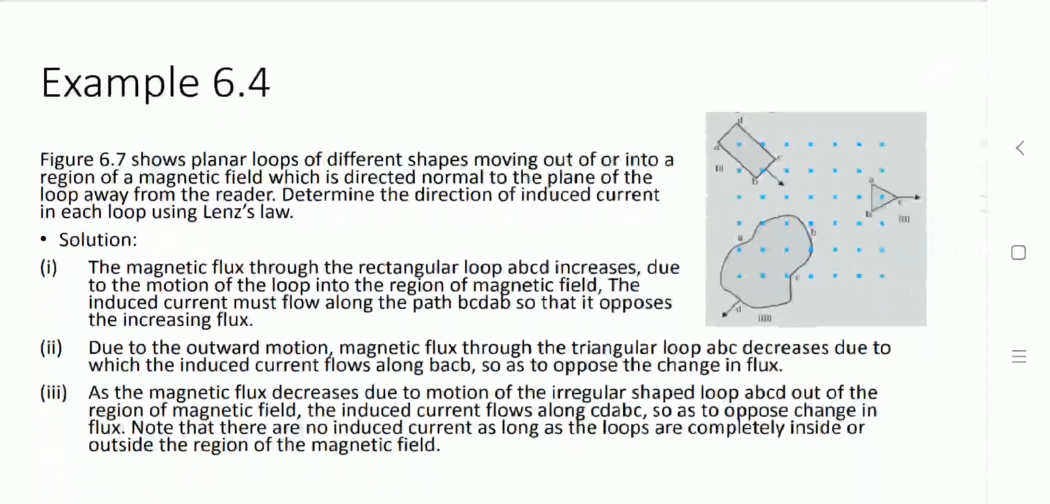The diagram shows planar loops of different shapes moving out of or into a region of magnetic field, which is directed normal to the plane of the loop away from the reader. Determine the direction of induced current in each loop using Lenz's law. Observe the first loop, the rectangle, in which the loop is coming inward into the magnetic field.